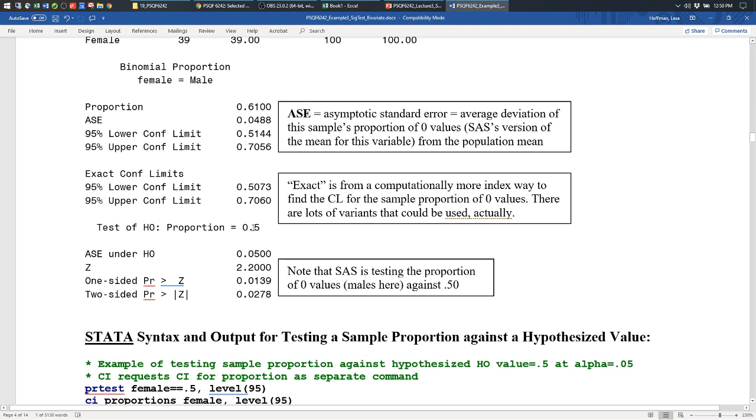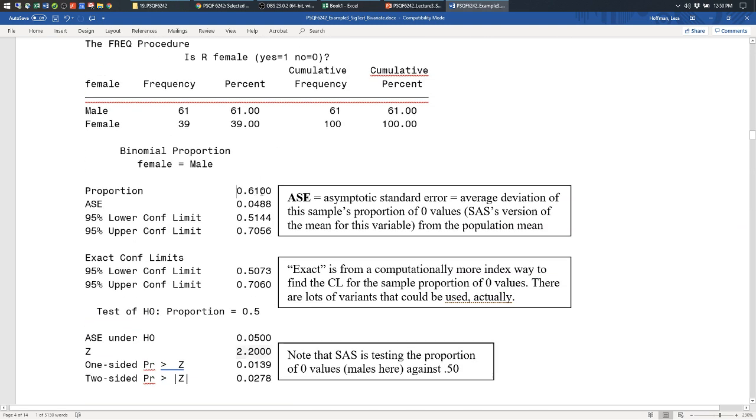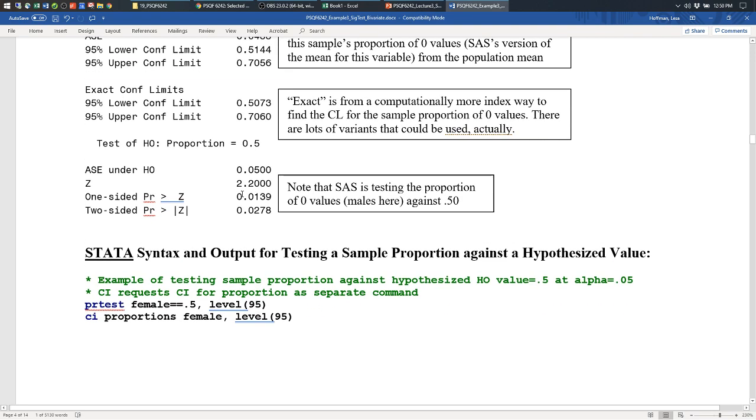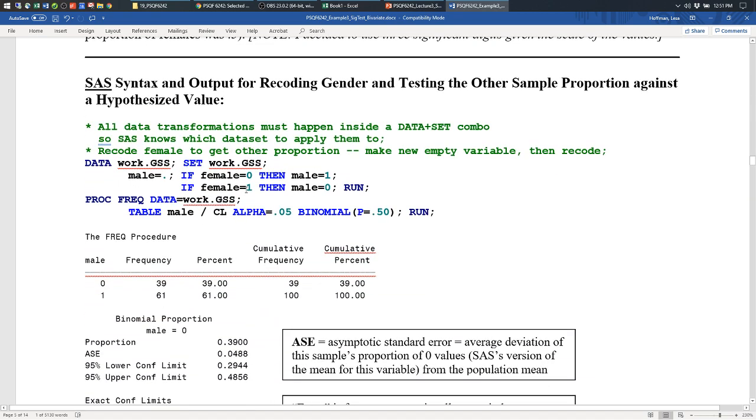All right. So this z then is positive because this 0.6 is greater than 0.5. How do you get the other one? You're going to have to recode. There may be a way to ask SAS to do the other one, but this is the most straightforward way, to change what 0 means. Then, if you flip what's 0 and what's 1, you can get the other one instead.